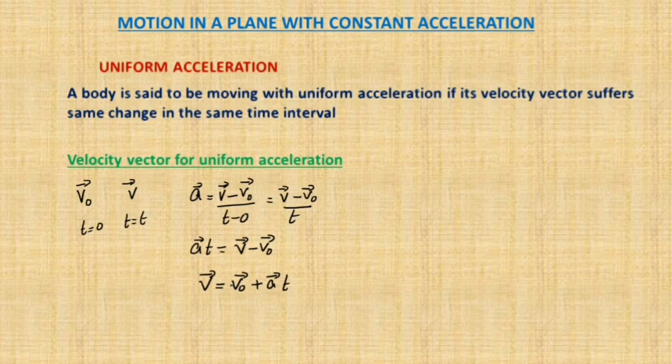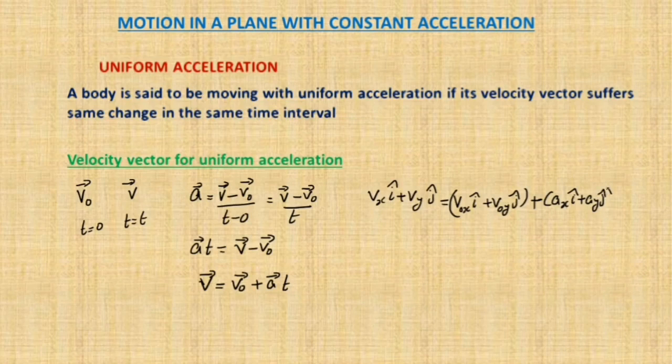If we write this equation in terms of rectangular components, we can write it as Vx i cap plus Vy j cap. That means the final velocity vector will have two components, the x component and the y component, because we are talking about motion in a plane. This is equal to the initial velocity vector V0, which will also have an x component and a y component. So we write V0x i cap plus V0y j cap. Plus the acceleration vector, which can also be resolved into two components: ax i cap plus ay j cap, into t.